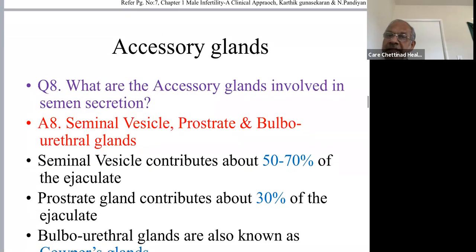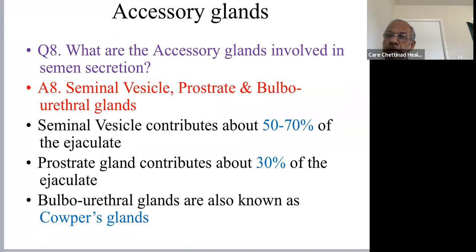There are other accessory glands like the seminal vesicle, prostate, and bulbourethral glands. The bulbourethral glands are also called Cowper's glands. They secrete a fluid to lubricate the urethra. Remember, the urethra in man carries the urine and also the ejaculate.